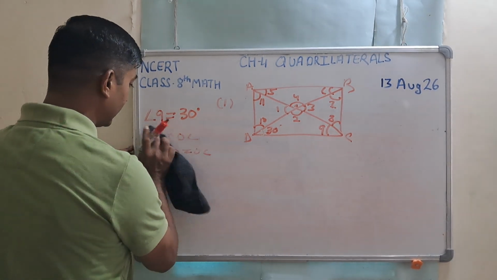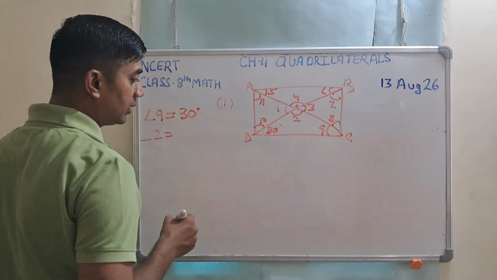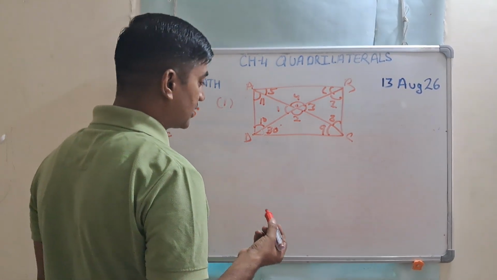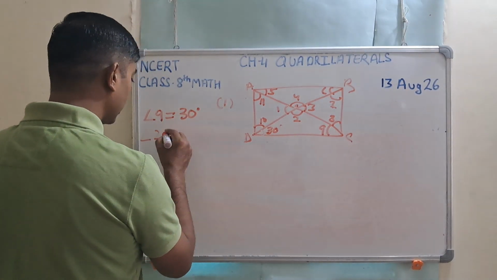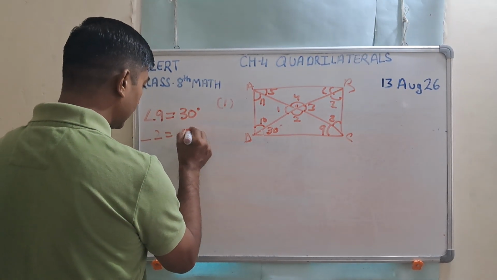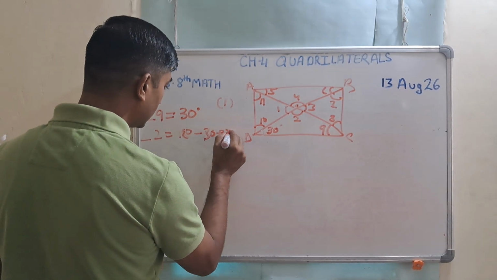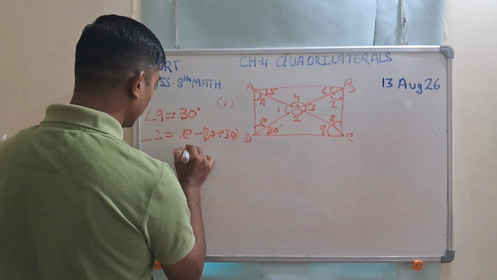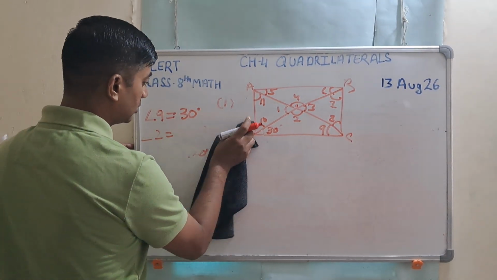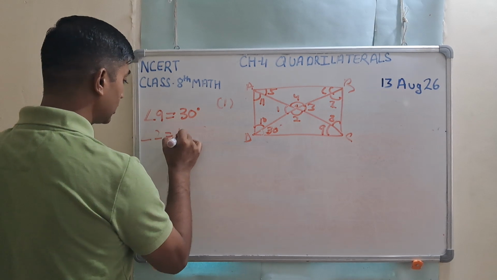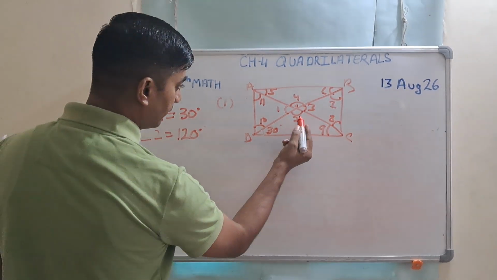Now we will find angle 2. What is angle 2? We will use the triangle sum property, that the total is 180. So angle 2 is equal to 180 minus (30 plus 30), and that is equal to 120 degrees. Understood? So angle 2 is 120 degrees. Now we find all these angles.